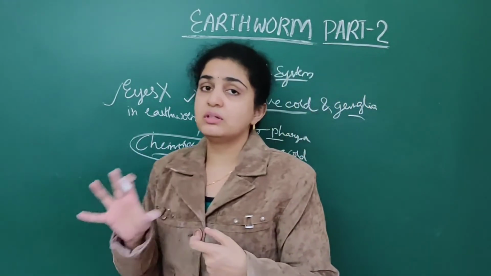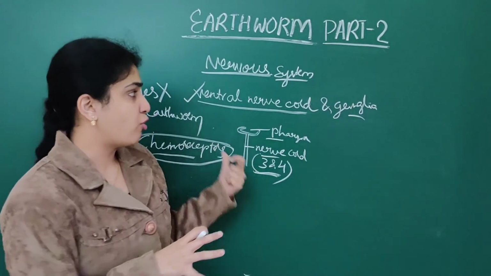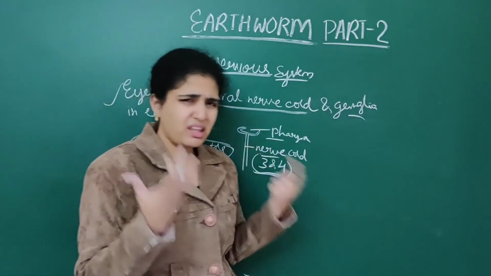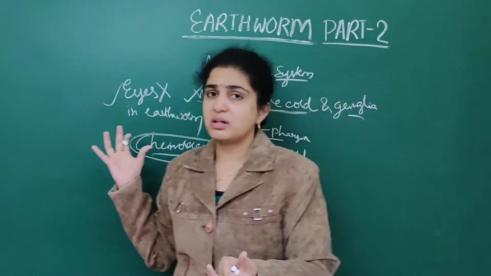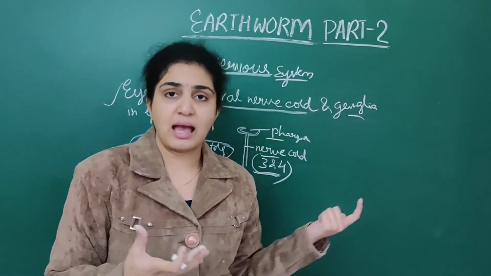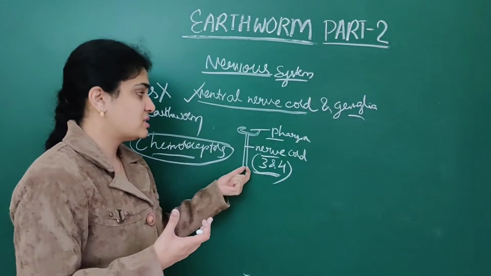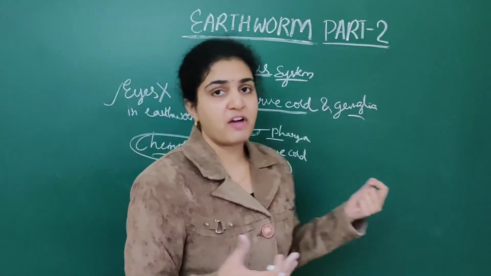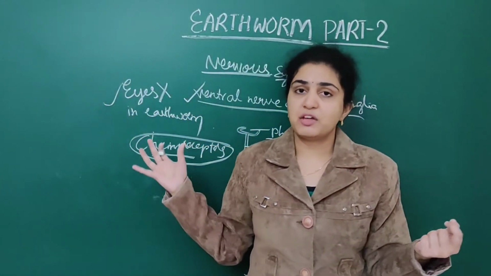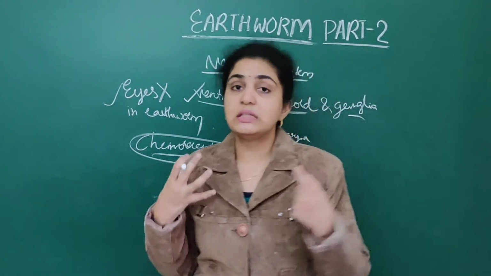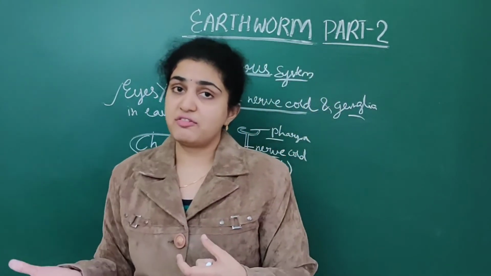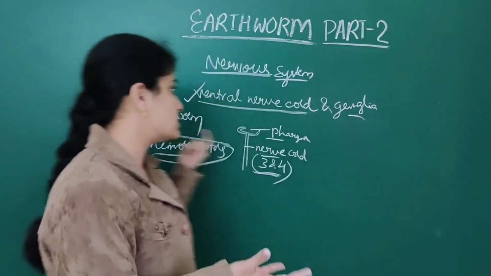So this is about the nervous system of the earthworm. What we have discussed is, it is not a complex system like our humans. Only the ventral nerve cord as well as numerous ganglia are present. This nerve cord will encircle the pharynx from the ventral side. This nerve cord is present in the third and fourth segments. Wherever the pharynx is present, there only they are present.